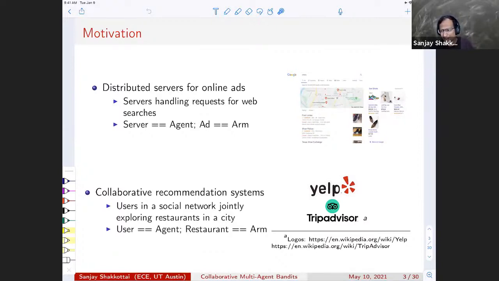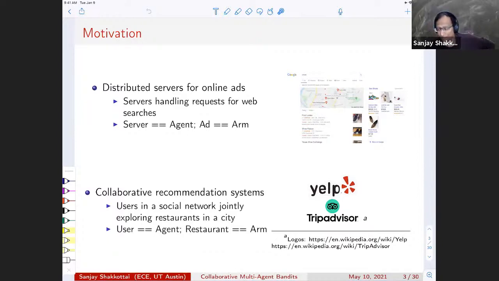So the goal here, of course, in this process is to learn this as quickly as possible while continuously optimizing to place the best ad. Okay? What I've described is a generic multi-arm bandit problem. And there's a long and rich history of these problems. I'll get into that in a few minutes.